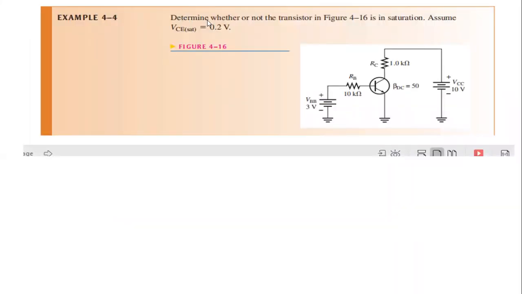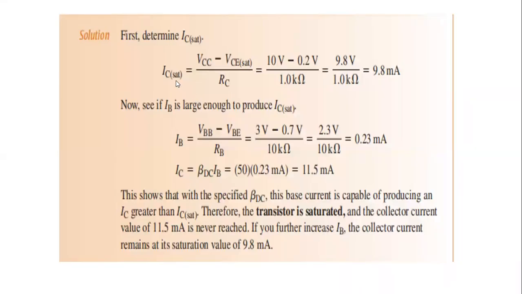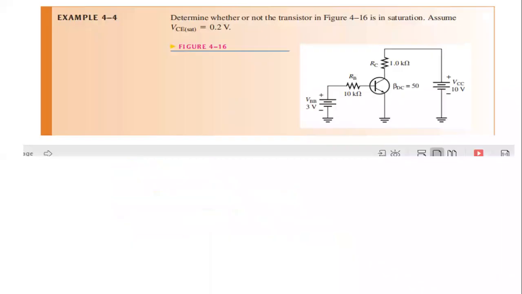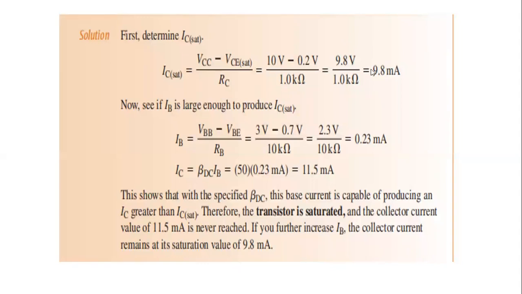Problem based on this: determine whether or not the transistor is in saturation, assuming VCE is equal to 0.2 volts. So find out the maximum collector current in saturation. You apply KCL and find out this. You know VCC, VCE sat is given, resistance RC is given. So take a difference of this. IC is nothing but VCC minus VCE sat upon the resistance 1K. So that will give you a value which is equal to 9.8 milliamperes.